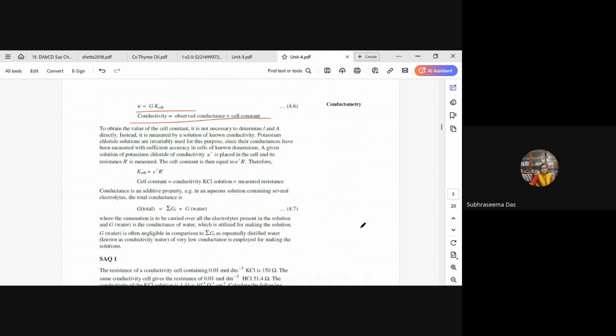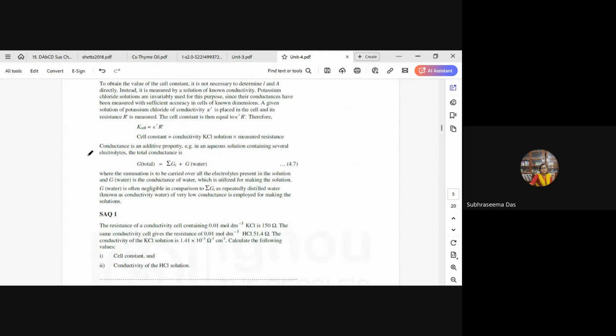Now, how should we obtain the value of the cell constant? It is not always necessary to first determine L and A. We can also measure it by another process, that is, by using a solution of known conductivity. Mostly KCl solutions are used because their conductance has been measured with high precision. A given solution of KCl of conductivity kappa dash is placed in the cell and its resistance R dash is measured. So the cell constant will be equal to kappa dash into R dash, in the case of the KCl solution.